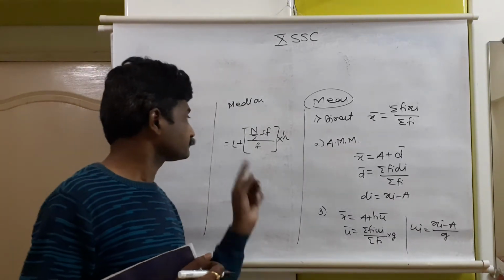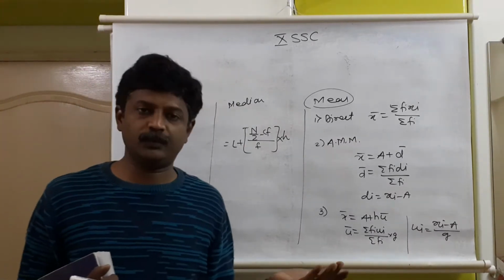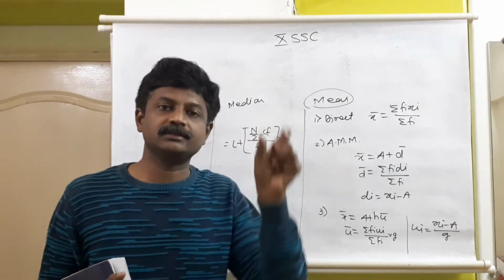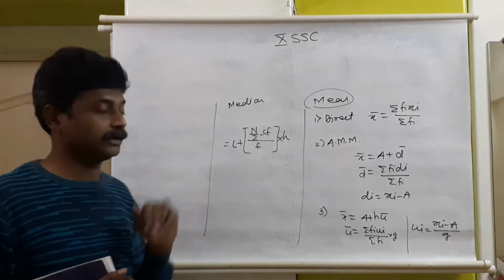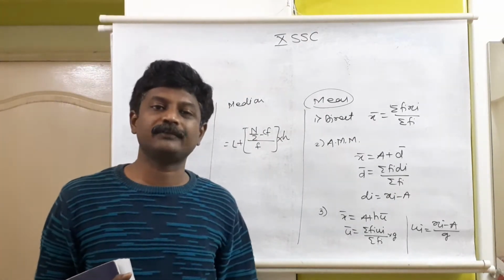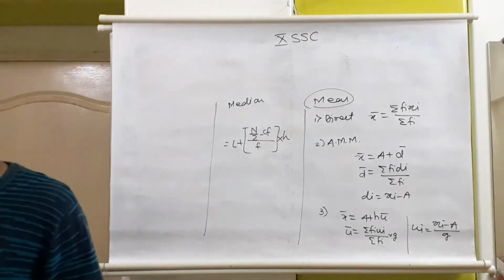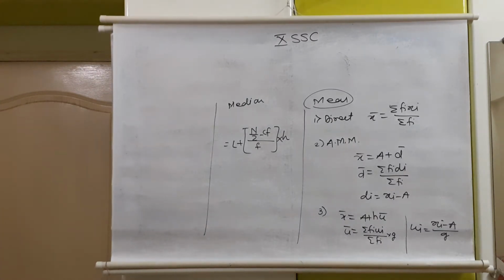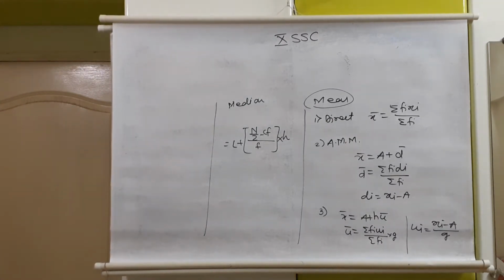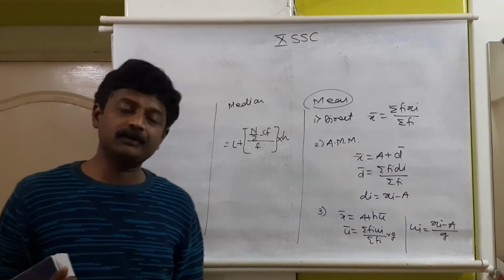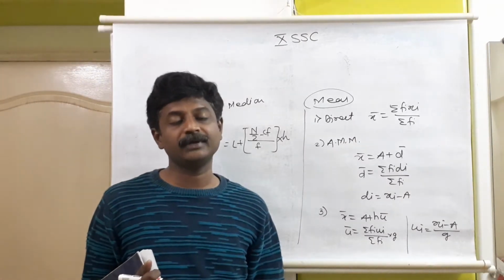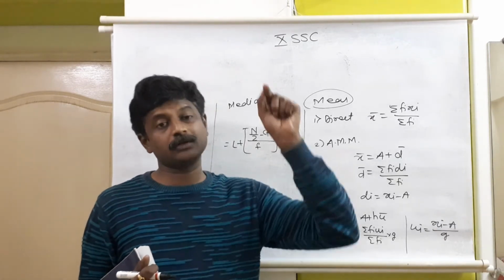After that, the n by 2 frequency column will come. Then the summation of the frequency column is nothing but the capital N. Then next is CF, cumulative frequency. Cumulative frequencies are of two types: cumulative frequency less than type and cumulative frequency more than type. In less than type, we add the frequencies from top to bottom, and for more than type, we add the frequencies from bottom to top.